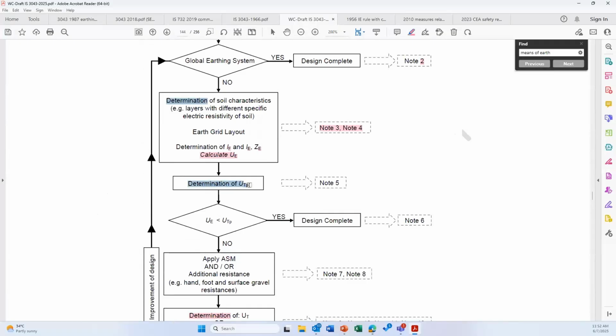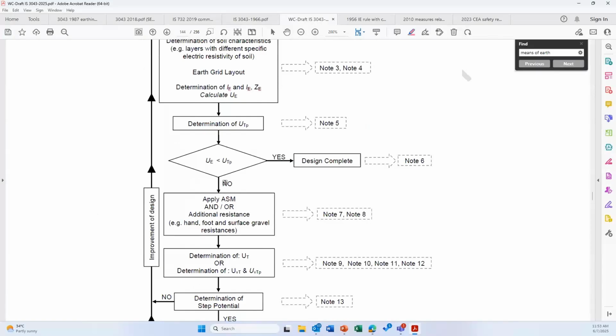Then the next step is determination of UTP. UTP is nothing but the prospective touch voltage. If the UE is lesser than UTP, yes, design complete. That means if the maximum earth potential rise is lesser than the allowed touch potential, your design is complete because you don't get a shock. That is the idea. If the UE is higher than UTP, then you have to apply additional safety measures, which are also explained in notes 7 and 8.